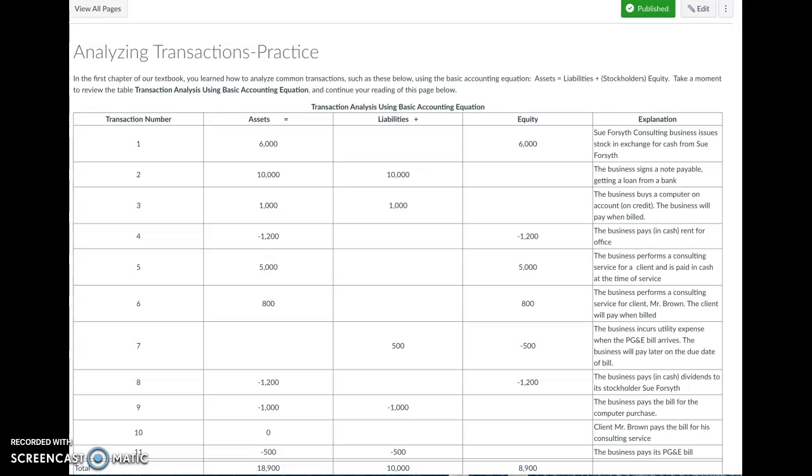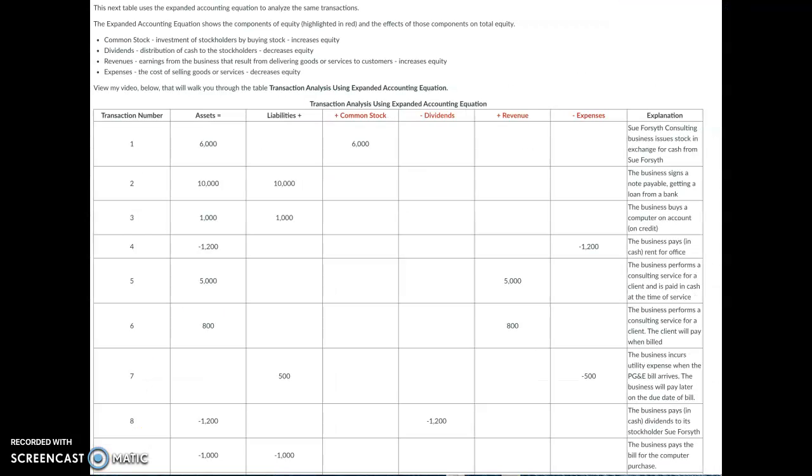Hello everyone. The purpose of this video is to practice analyzing transactions using the expanded accounting equation. So in our module 1, when you go to this page, Analyzing Transactions Practice, you'll see a transaction analysis of common transactions using the basic accounting equation. We're going to analyze these transactions using the expanded accounting equation.